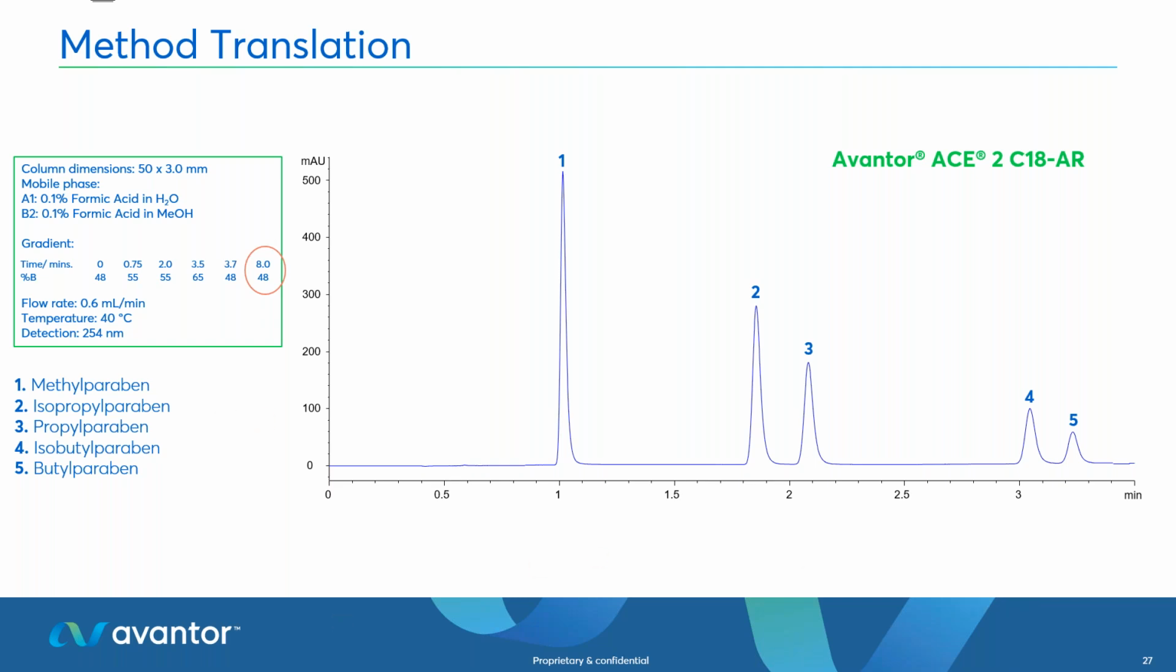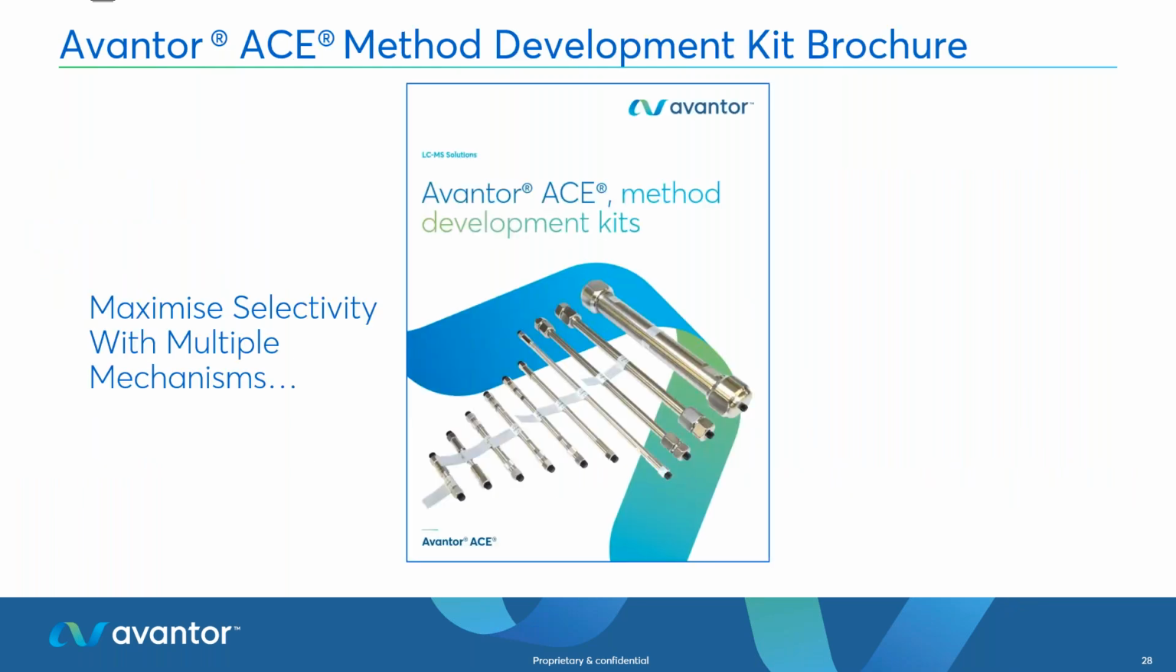So talked a lot. Hopefully I've shown you some examples of how we've utilized different column chemistries. Those chemistries are available as method development kits. They come in packs of 3. So again, if you don't have a column switcher capable of 6 columns, you could have 3 well-chosen columns, and hopefully these kits can support that.